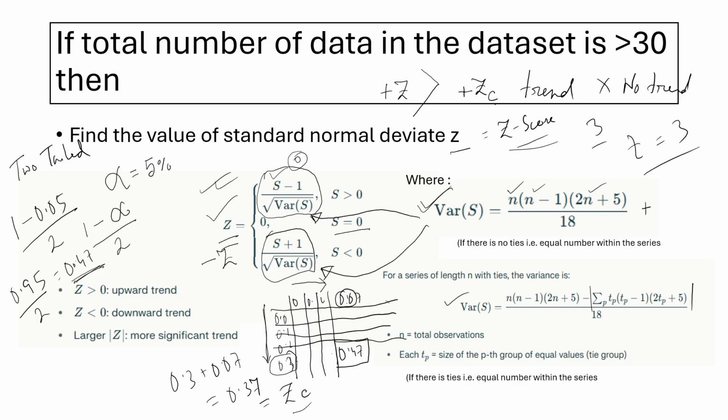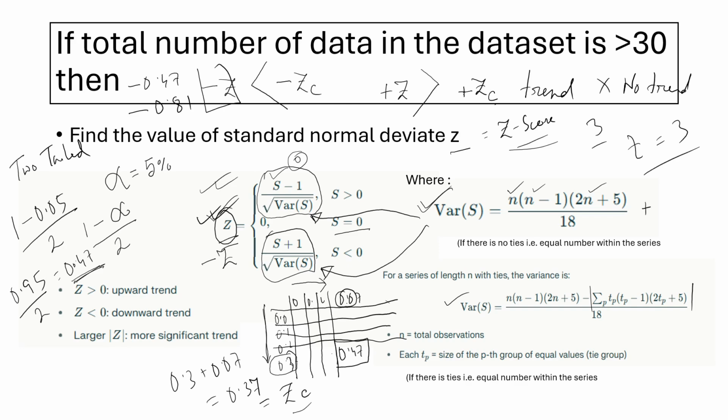Again, if you have a negative Z and you have a negative critical Z as well, then your negative Z must be more negative compared to the critical Z. Suppose the critical Z is minus 0.47, correct? And the Z you have scored with this formula is minus 0.81. Okay, then your data has a trend. Otherwise, your data has no trend. So it is clear how to find trend with Z value.